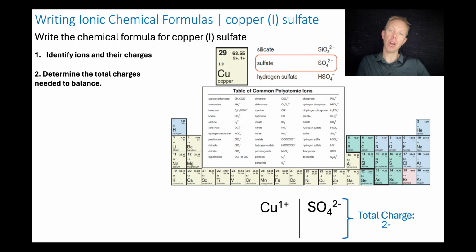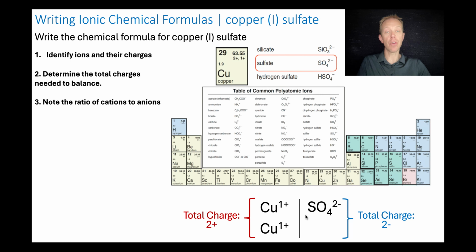So to make the electrical charges balance, I'm going to need an additional copper 1 to make a total of 2 plus to balance out this 2 minus charge. So if I have two cations, each with a charge of 1 plus, their total charge is 2 plus, and now we're looking at a balanced chemical formula.